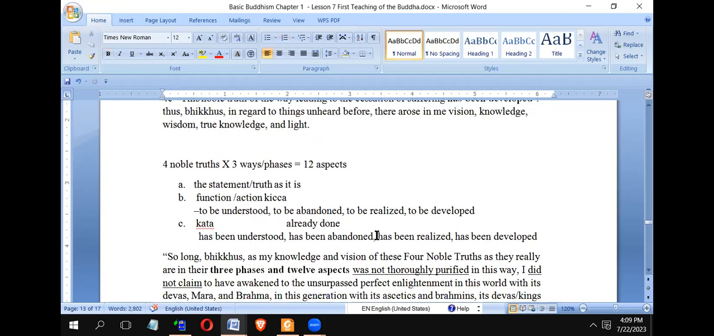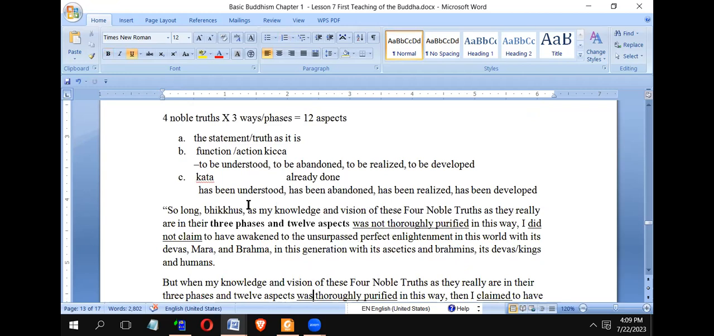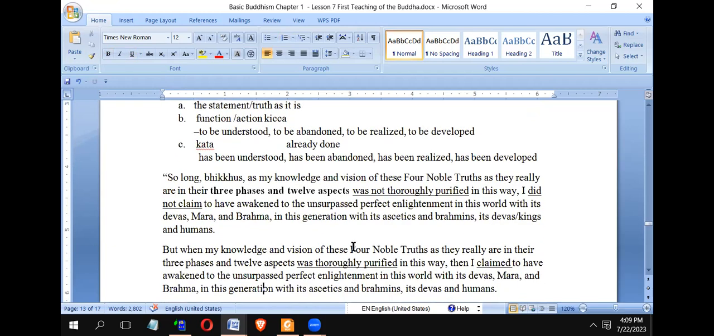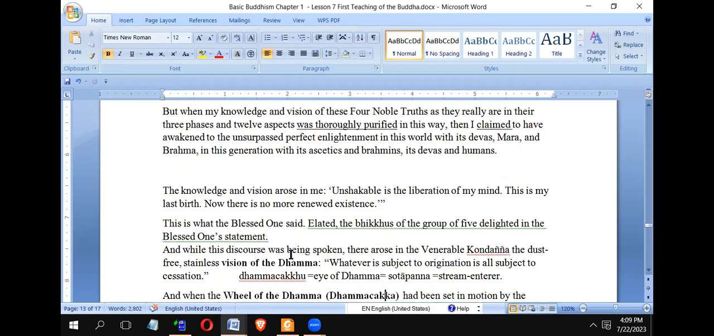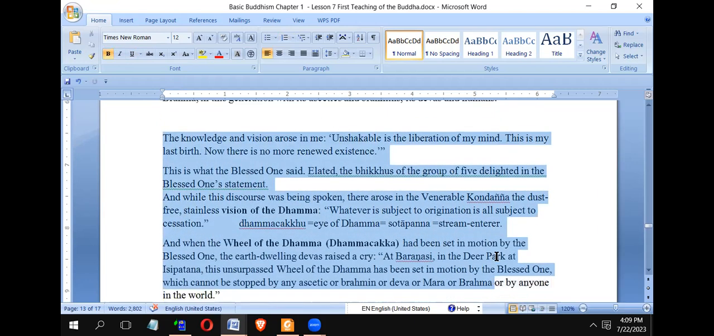Then after that, the Buddha said clearly, if he did not understand this in 3 phases and 12 aspects, he would not claim to be awakened. But when he understood them, totally purified his mind about this, then he claimed the enlightenment. Then after that, he said he is an Arahant and already freed from the defilements. Okay. Then he mentioned the enlightenment of Kondanya. So this part, you can say, is the ending part. Okay. Then the rest is the same.